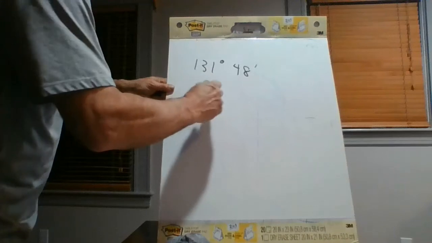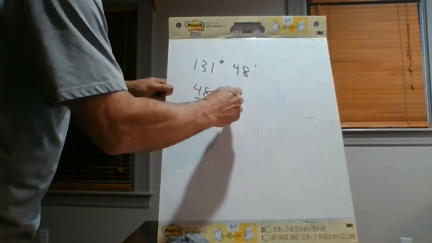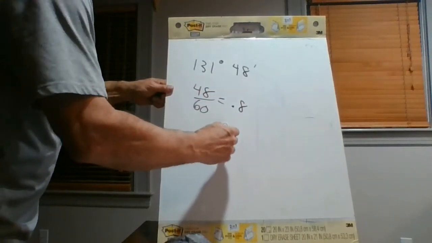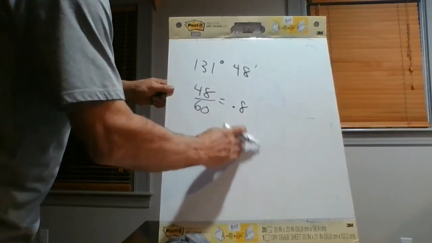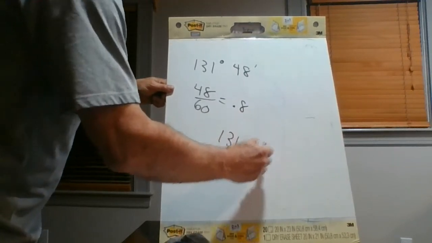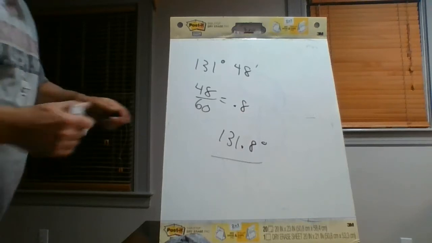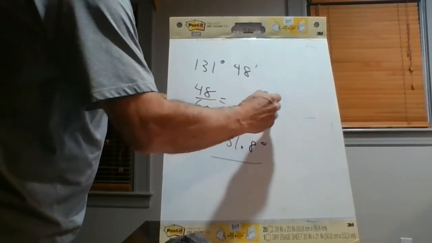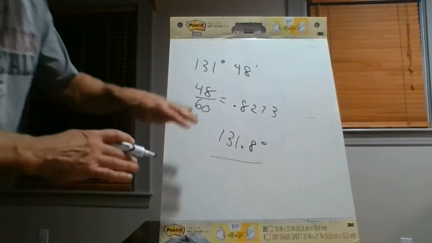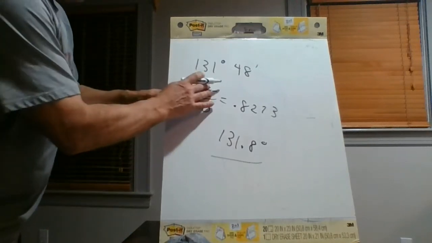And 48 over 60 is exactly 0.8. So our answer is 131.8 degrees. Now, what if it didn't come out 0.8? Let's say it came out 0.8273. I know it didn't. It came out exactly 0.8, but let's just pretend.